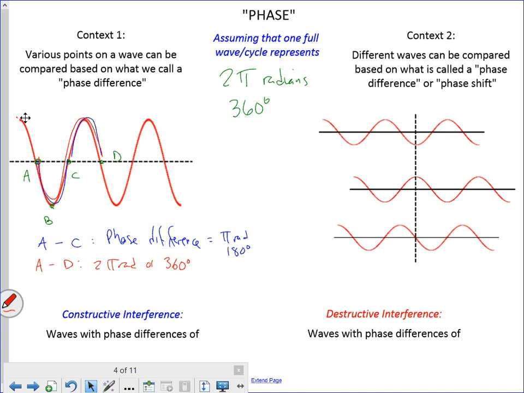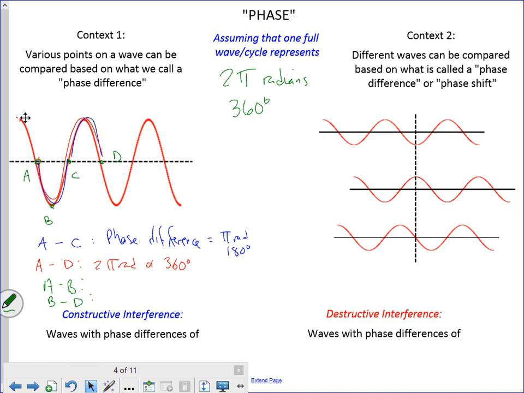Why don't you tell me the phase difference between points A and B, and points B and D. Tell me the phase difference in those two points. It has to do with how far away on a wave they are. Okay? Notice that I said on a wave.